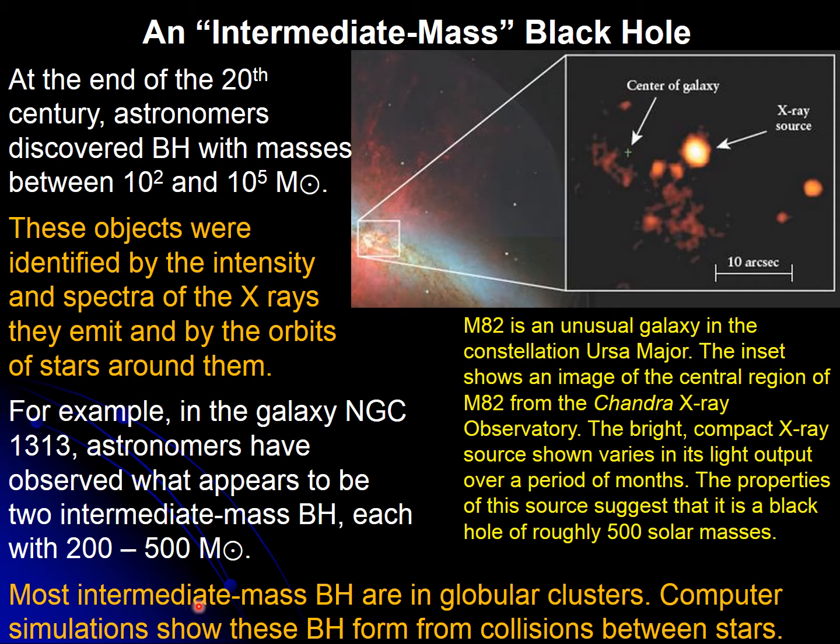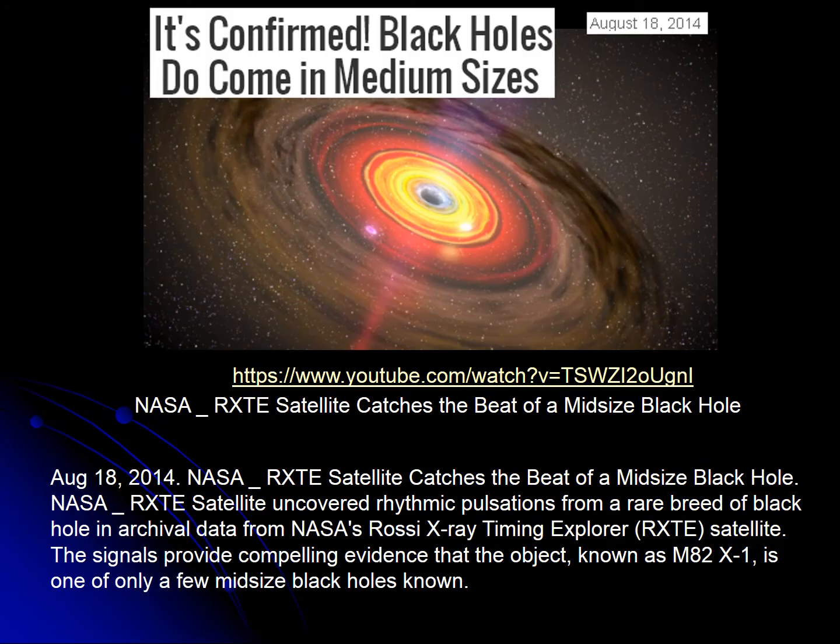Now, most intermediate mass black holes are in globular clusters. And there are computer simulations that show how these form from collision between stars. In this video from 2014, there is a mid-sized black hole that has some sort of a rhythmic pulsation that is allowing us to observe it.